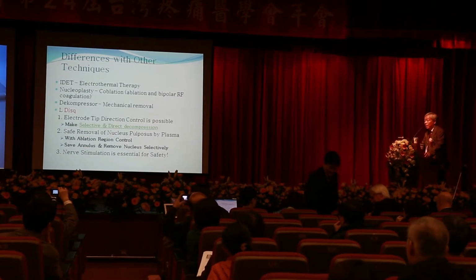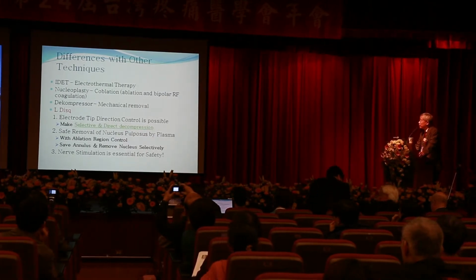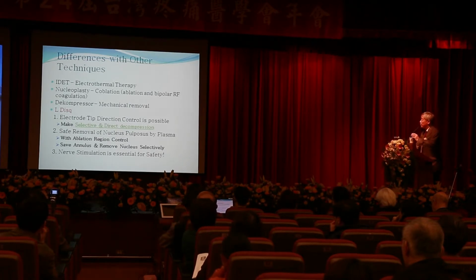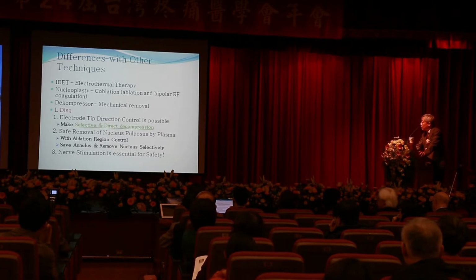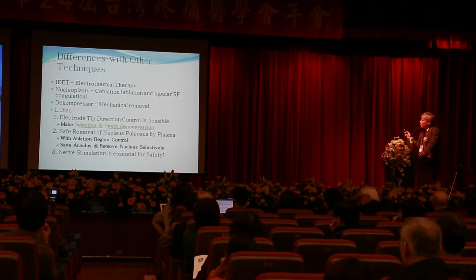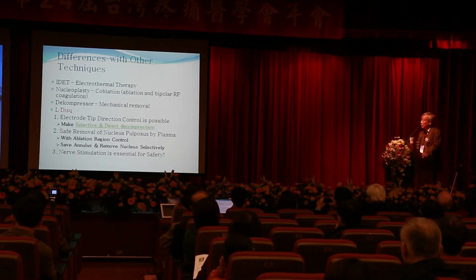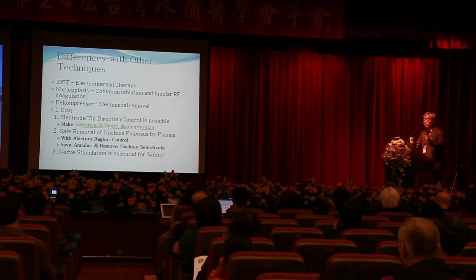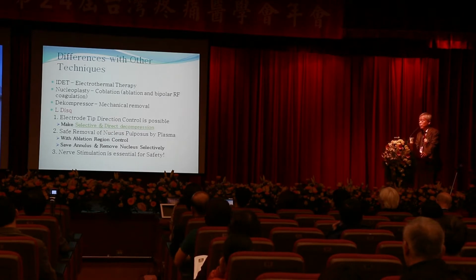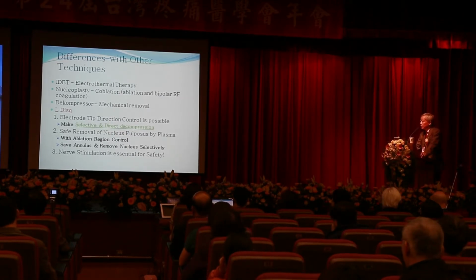So what are the differences with other techniques? IDET is electrothermal treatment, and nucleoplasty is an ablation procedure, and with decompression we can remove mechanically some part of the disc material. But for LDIS, the first characteristic is that electrode direction control is possible. So usually the patient who has a problem in the disc has pathology in the posterior part of the disc. But with nucleoplasty or decompression, you cannot go to the posterior part because the needle is straight. So you can go to the central part of the disc. So central decompression is possible with those techniques, but it is not possible to remove the disc material in the posterior part of the disc.